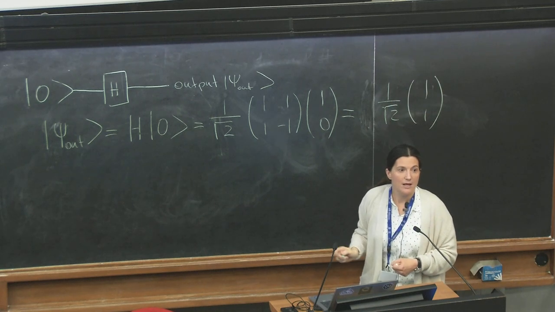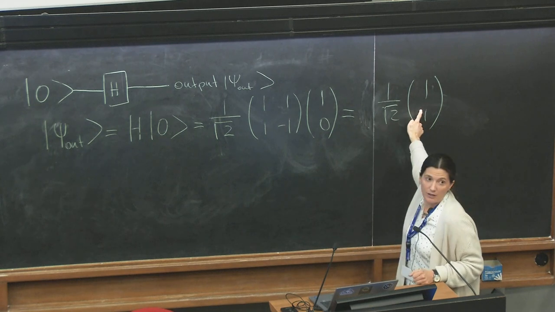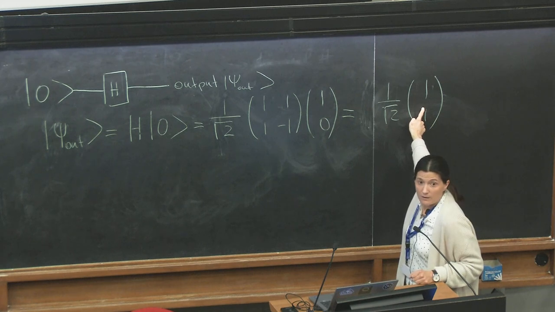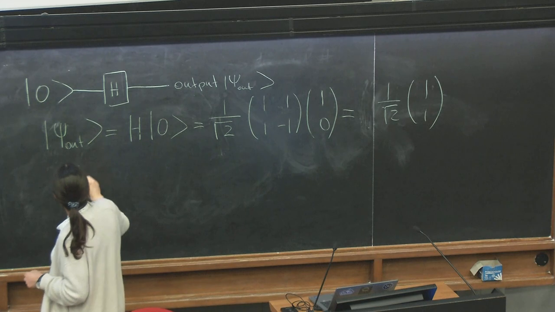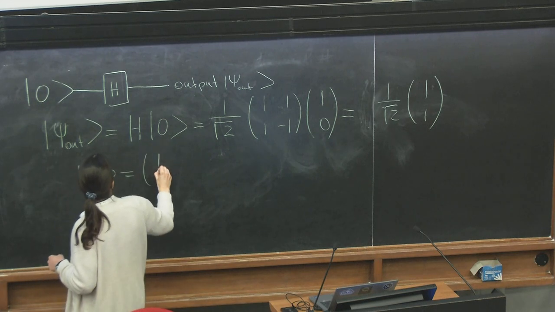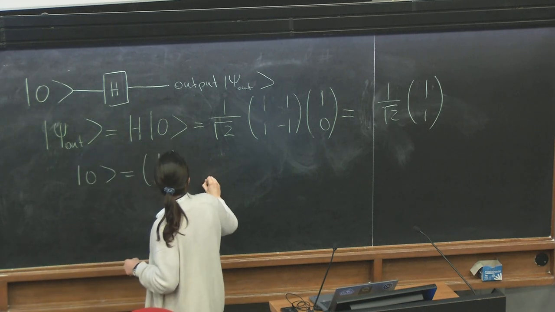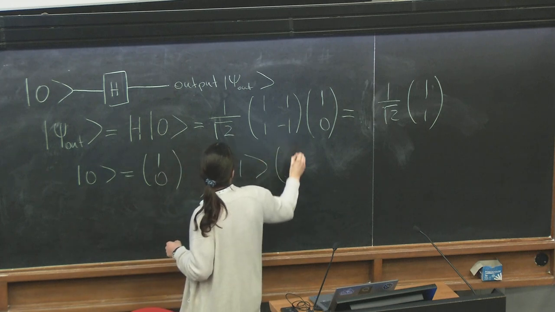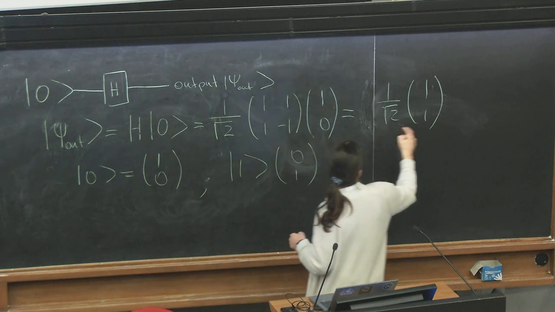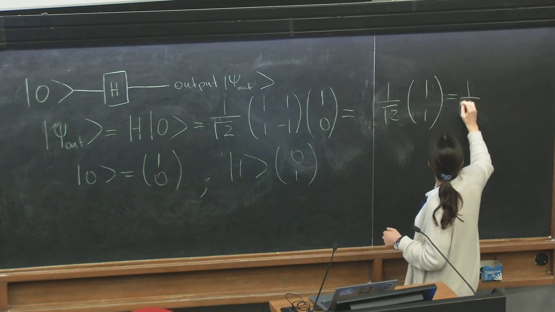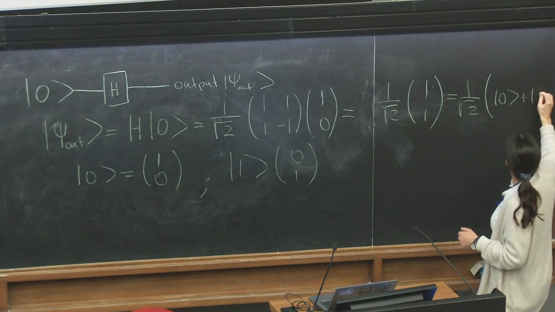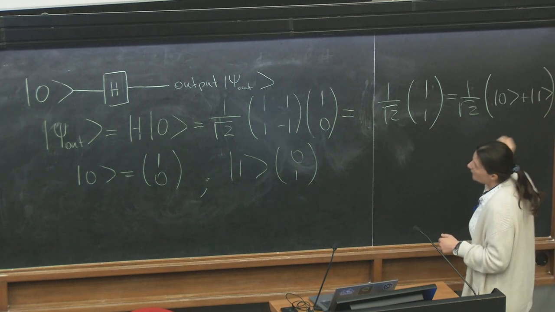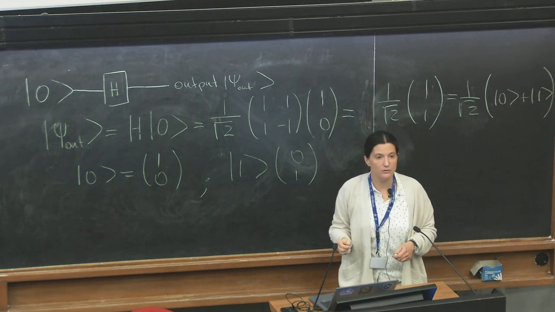Again, remember, this is your Dirac notation, right? So remember that your zero was your 1, 0, and your 1 was your 0, 1. So now you can rewrite this as 1/√2 of 0 plus 1. So what does this Hadamard gate do?